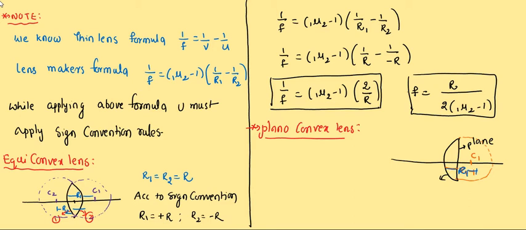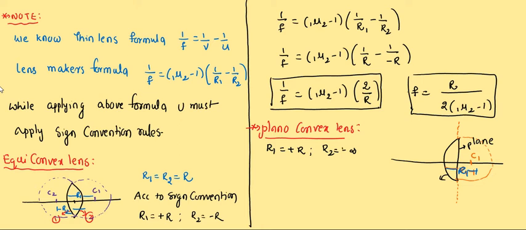For the second surface, the second surface is plane. For a plane, if you form the sphere, it will form with infinite radius. It will go straight. Then we write the conditions for the plano-convex lens. R1 is plus R. R2 is infinite.